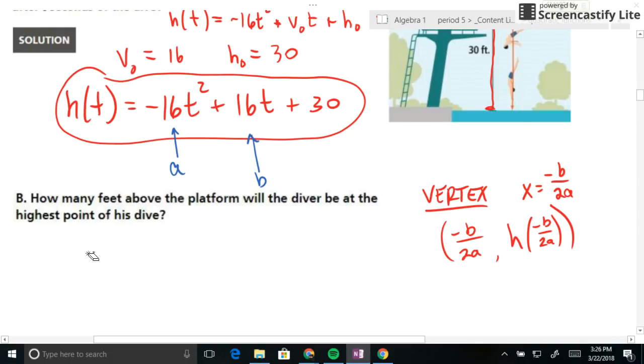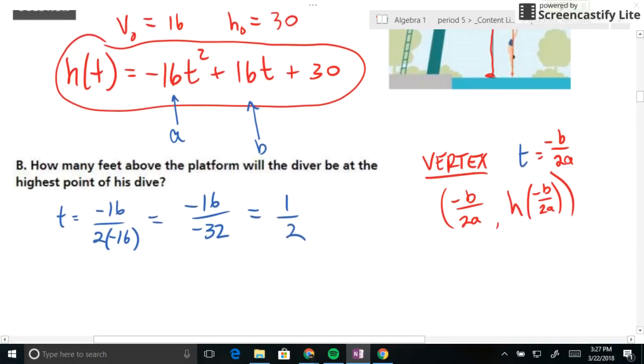Actually it should be t, not x, because we're looking at the variable t in this equation. So t equals the opposite of b, which is 16, so the opposite is negative 16, over 2 times a, which is also negative 16. So to do the math, we do negative 16 divided by 2 times negative 16, which is negative 32. That simplifies to 1/2. So the t coordinate, the first coordinate, is going to be 1/2. Now we just have to plug that back into our equation.